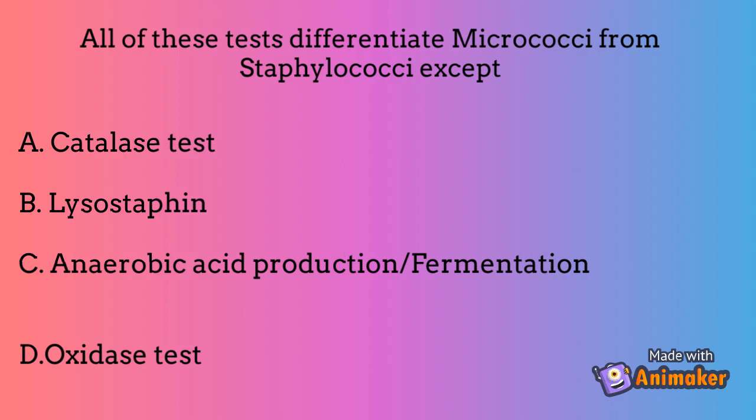So the correct answer here will be the catalase test. Remember, both Micrococci and Staphylococci are catalase positive. Lysostaphin can be used to differentiate them. The anaerobic acid production or fermentation test can be used to differentiate them. Oxidase test can also be used to differentiate Micrococci and Staphylococci. But a catalase test does not differentiate them because both Micrococci and Staphylococci are catalase positive.